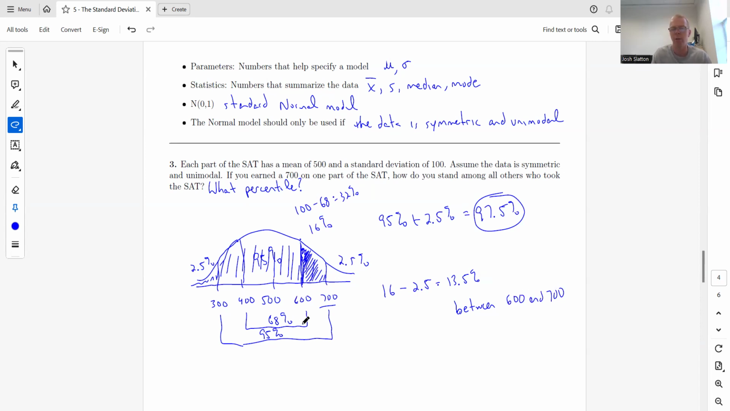Now, we can't use this rule for everything. Like if we wanted to find what percent scored below 550, you could not use this rule. We'll learn how to do that. But this rule only works if you're talking about scores that are either 1, 2, or 3 standard deviations above or below the mean. And then you could get any combination of that. So we could get between 300 and 500. We could get between 400 and 700, 400 and 600, whatever it is. You can get any of these combinations using the symmetry. And if you understand this one, you could probably do any of them.